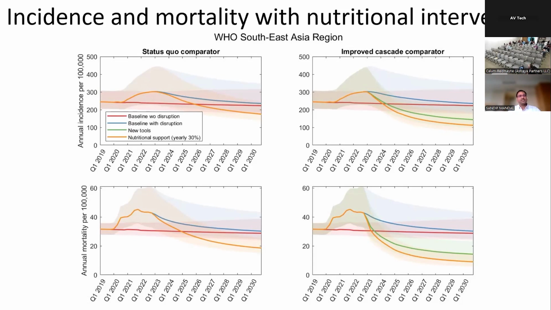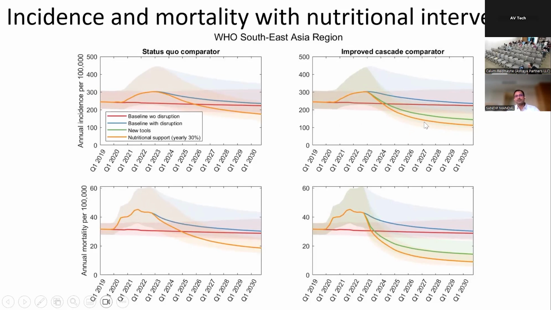Now, left-hand side shows that for status quo comparator, means without any other interventions, we are focusing only on the nutritional support. Then, what could be the impact of that support, 30% nutritional support? So this one shows that. And the bottom figure shows the annual mortality per 100,000 population. The color coding is the same for bottom and top.